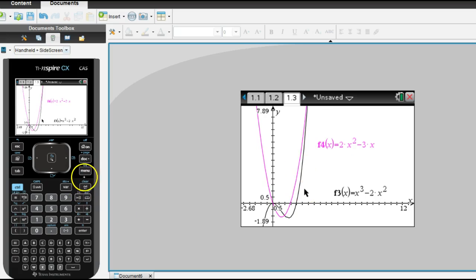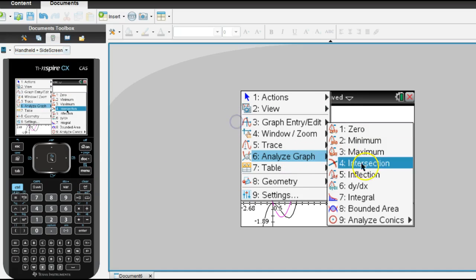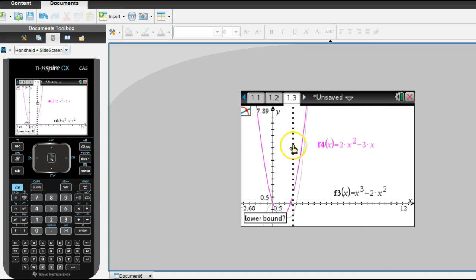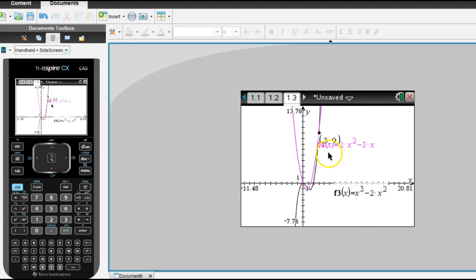So let's go and find the point of intersection up here firstly. So we'll analyze the graph, go to intersection, and find that point of intersection up there. And we're told it's 3, 9, so we've got 3, 9 there.